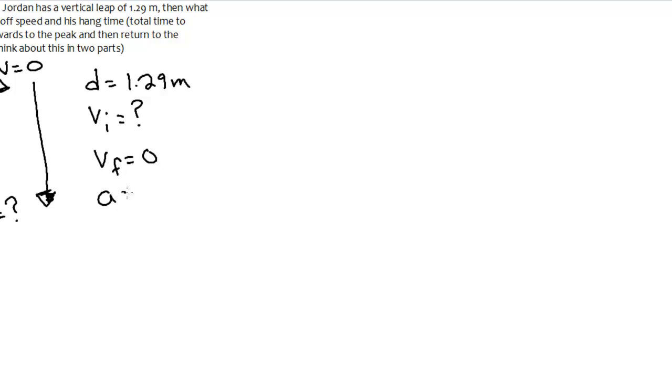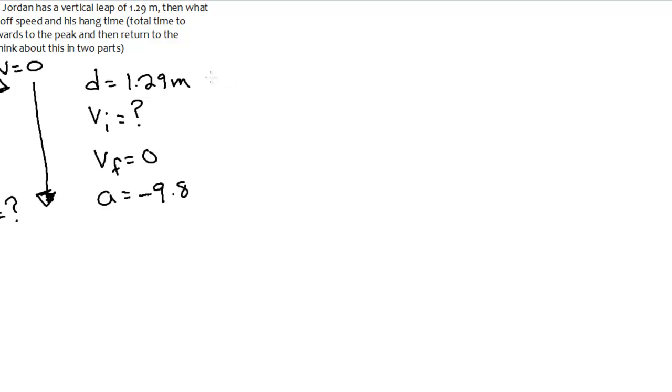And since this is on Earth, we know that acceleration is 9.8 meters per second squared. But in this case, it's going to be negative 9.8. Because in this case, the acceleration is in the opposite direction of his initial velocity, because his initial velocity is going to be up, right? It's going to be a positive number. He's going to jump up with some kind of velocity, and acceleration is going to be acting against that, right? It's going to be in the opposite direction. That's why it's negative in this case.